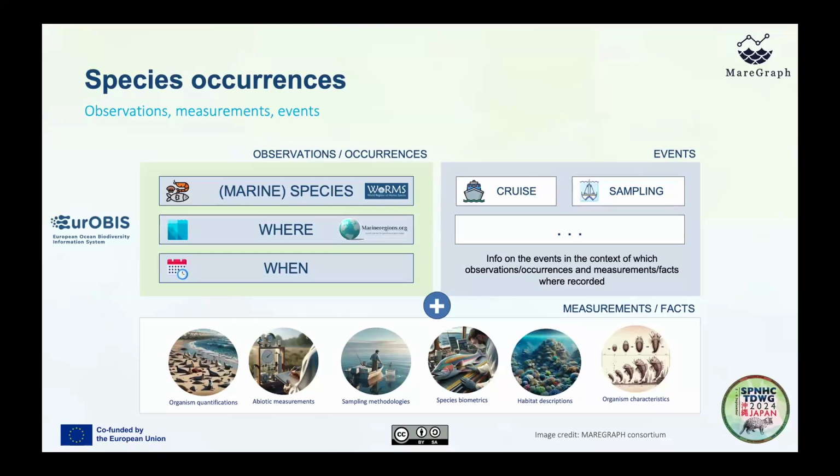So here we have to deal with information on where and when marine organisms are observed, with the World Register of Marine Species providing the backbone for species names used to identify the observed specimens, and Marine Regions for geographical locations. This core information can then come with additional measurements or facts about the observed organism, about the habitat and environment with abiotic measurements and parameters, as well as details about sampling techniques, devices used, and so on. Observations and measurements can then be scoped in the context of specific events, such as the overall observation cruise and the sampling activities that took place during the expedition or campaign.